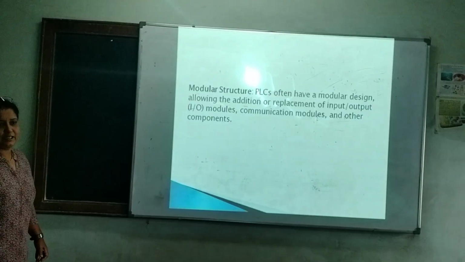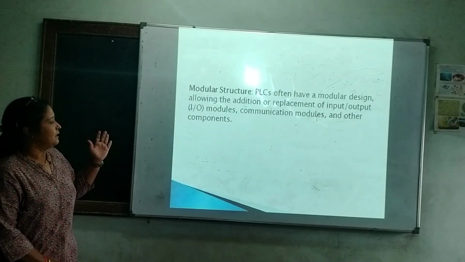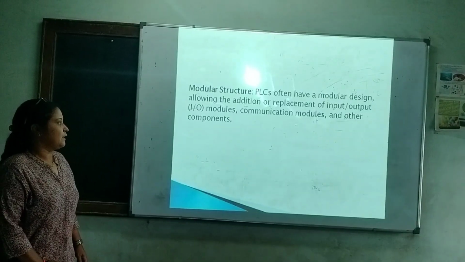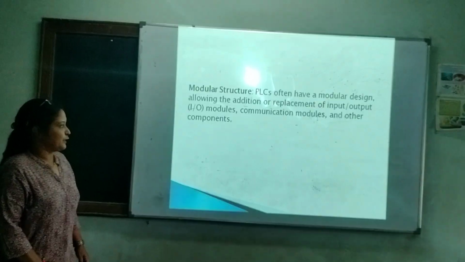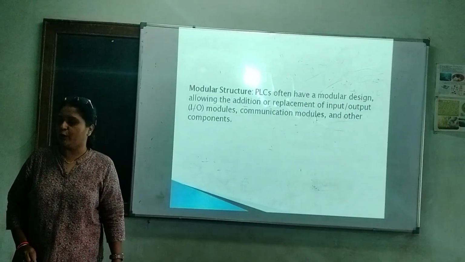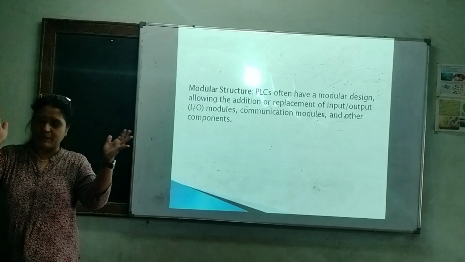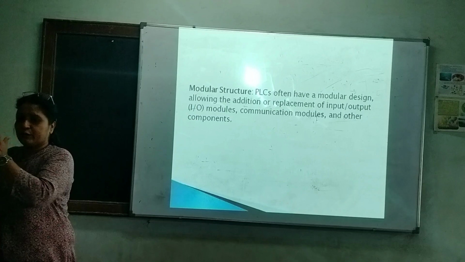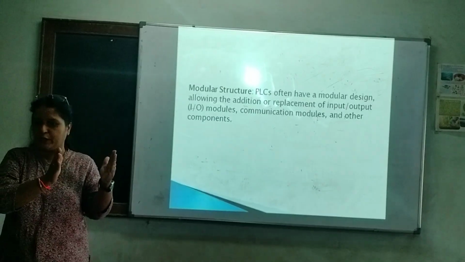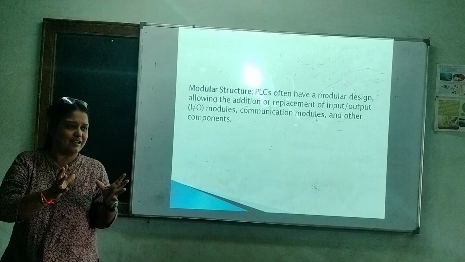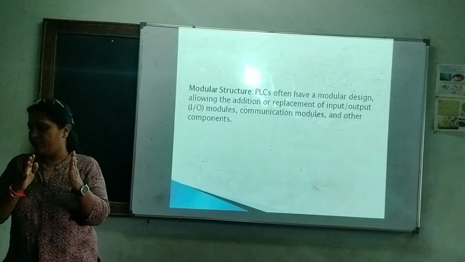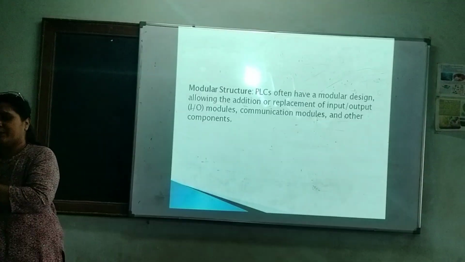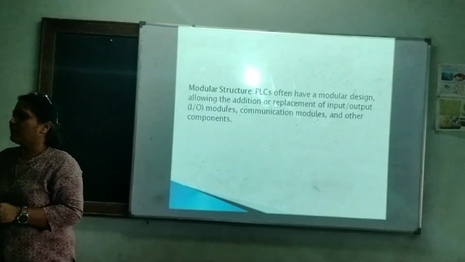Next, modular structure. It is also one of the advantages. PLCs often have a modular design, allowing the addition or replacement of input/output modules, communication modules, and other components. Means modular design is what? Whatever parts are there, those are not connected in series or like that. Those are divided into some submodules here. This is module 1, here some devices are there. This is module 2, here some devices are there. In module 3 some devices are there. Like this, it is divided into a number of modules.